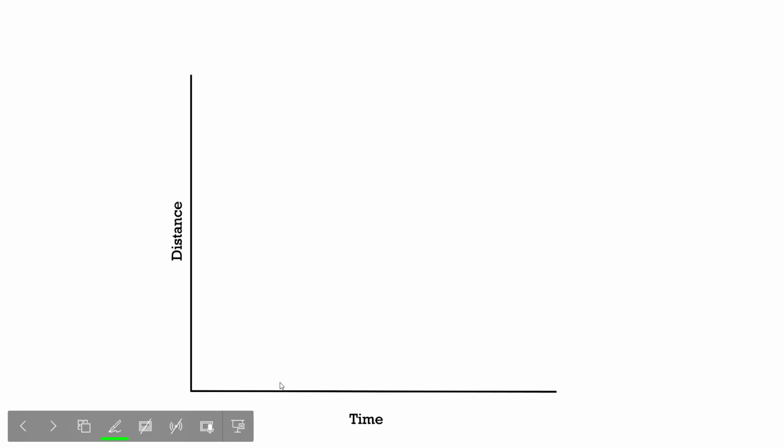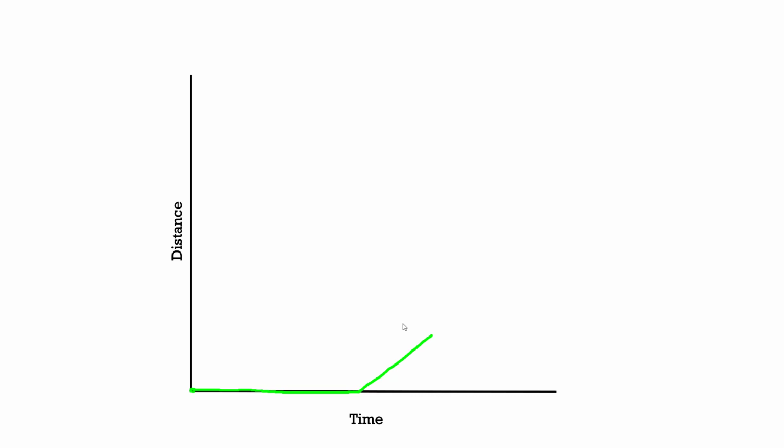So if we haven't moved from where we started at all, we're at 0, and no time has passed, so the time is also at 0. Now, if I don't move at all and time is passing, I'm just going to stay 0 distance units away from where I started. So if I never move, my graph is going to look a lot like this. If I start to move, I'm going to be moving away from where I started, and I'm going to start to see a line as I walk away from where I started.